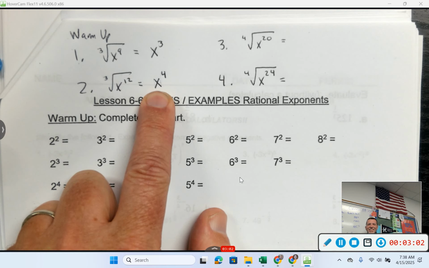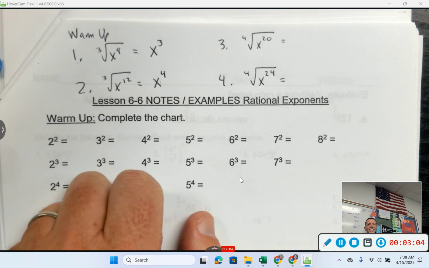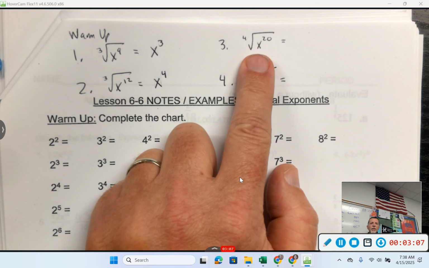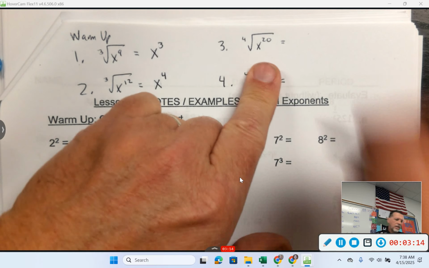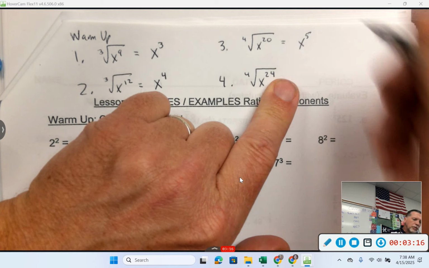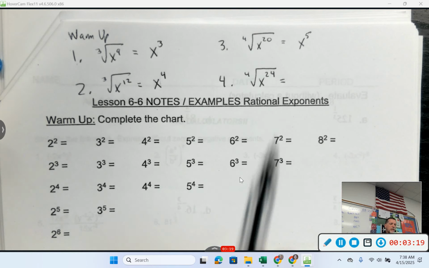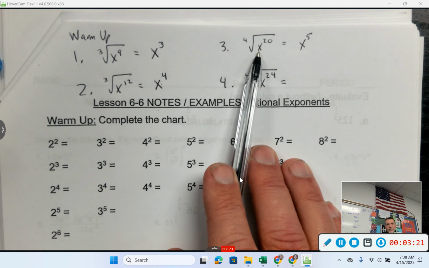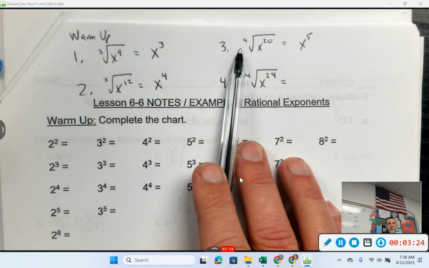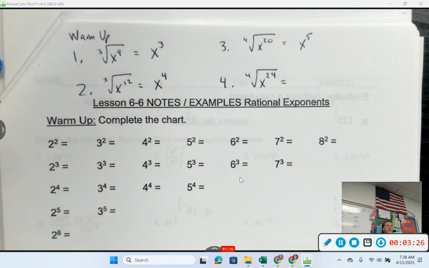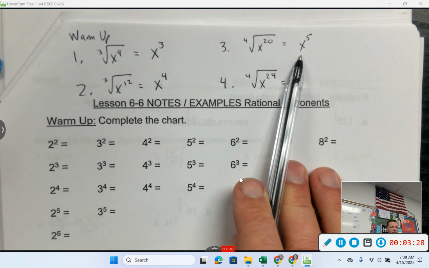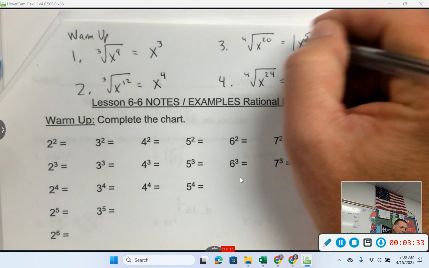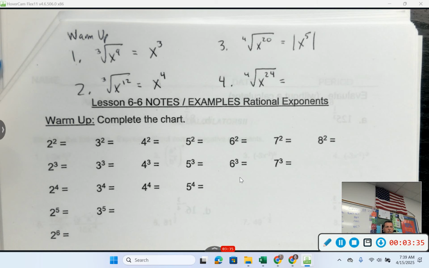It's okay. You're trying to figure it out. It's all right. All right, number 3. The 4th root of x to the 20th, what would that be? X to the 5th. Why do I need absolute value on that one? X to the 20th is going to be positive. The 4th root is going to keep it positive. That means if I plug in a negative, I need a positive answer. But x to the 5th would give me a negative answer, and I don't want a negative answer. Absolute value.